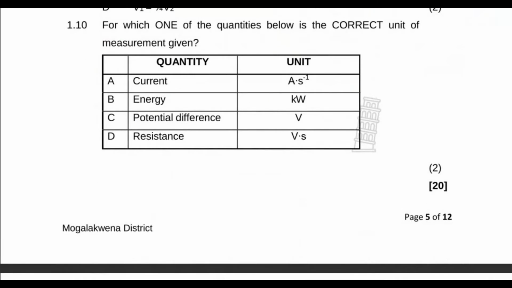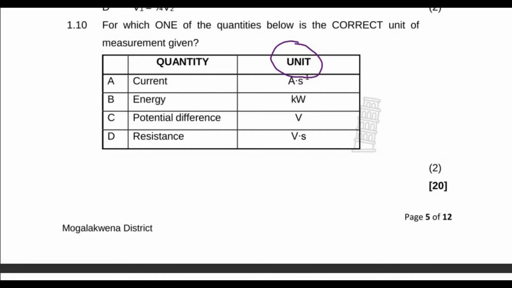Now, for which one of the quantities below is the correct unit of measurement given? That question is written in a very cryptic way. For which one of the quantities below is the correct unit of measurement given? It means that they give us the physical quantity: current, energy, potential difference, resistance. And now we need to check against the column for the unit if the corresponding unit is correct.